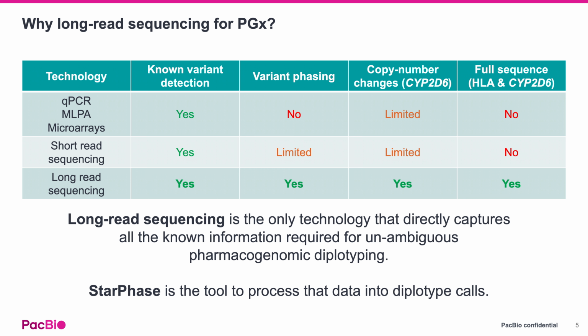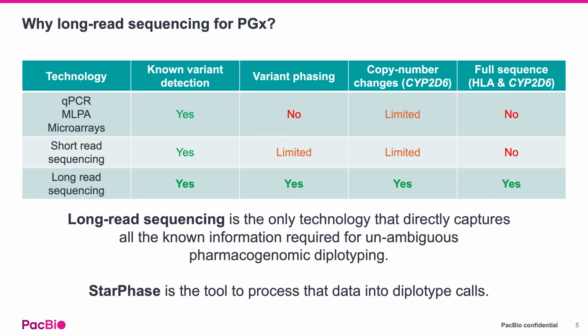Additionally, things like copy number changes can sometimes be detected, but it's often difficult to establish which duplications are present in an individual. Lastly, these point tests cannot actually detect the full sequence, which would be required for something like HLA or CYP2D6.